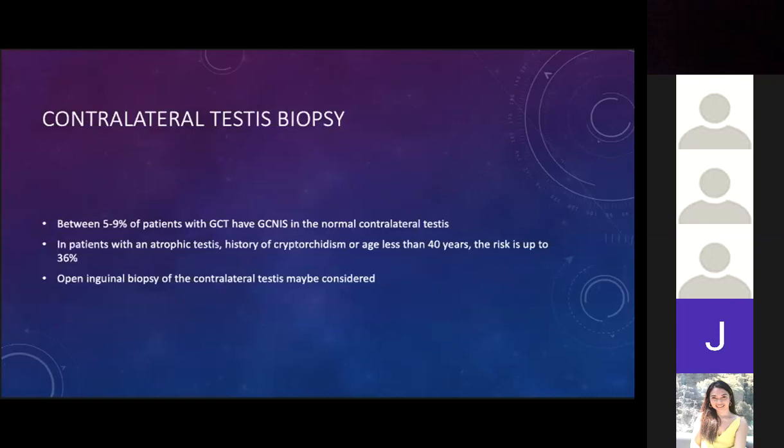For your contralateral testis biopsy, usually between 5 to 9% of patients with GCT have germ cell neoplasia in situ in the normal contralateral testis. And in patients with an atrophic testis, history of cryptorchidism, or age less than 40 years old, the risk is up to 36%. So open inguinal biopsy of the contralateral testis may be considered.